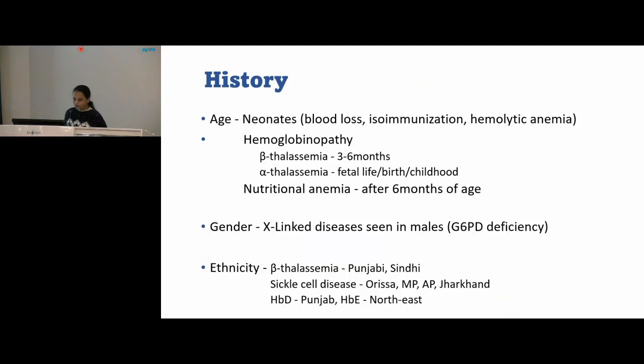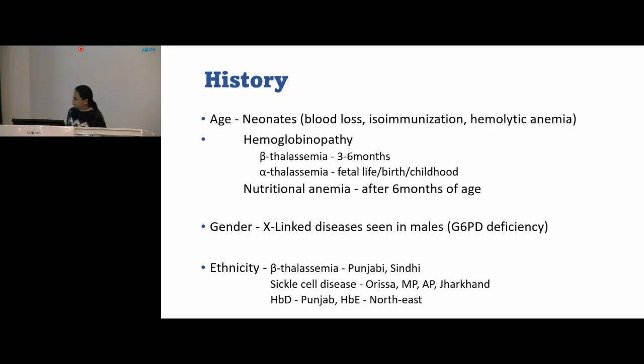So as we saw, history is very important. A few pointers that we have to note in history are the age of the child. If someone is presenting in the neonatal age group, the most common causes would be iatrogenic blood loss or isoimmunization. Sometimes we can have hemolytic anemias presenting in this age group, maybe a severe hereditary spherocytosis, etc. can usually present in this age group with anemia.